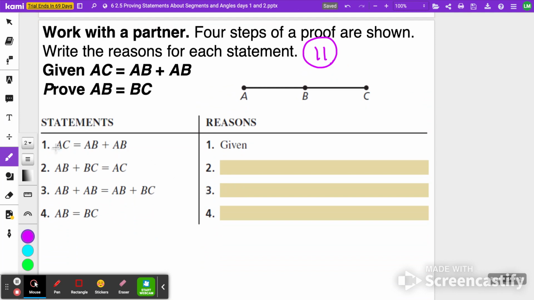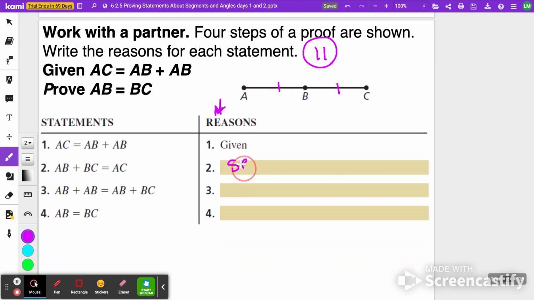So I know these statements have been filled out for me, so what I'm going to do is fill out the reasons as to why they work. So the first statement was my given. AC is equal to AB plus AB. So that means AB should also be matching to BC, right? So thinking about that, AB plus BC is equal to AC.